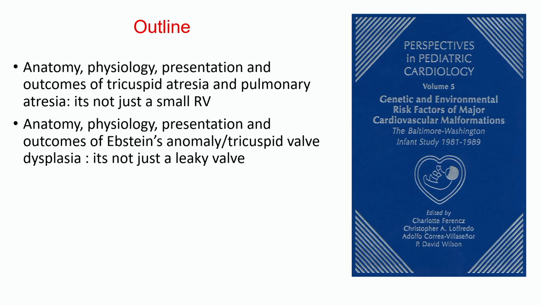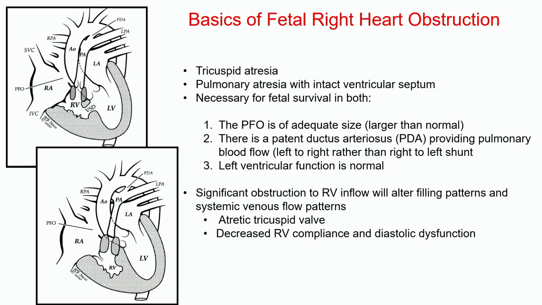a leaky tricuspid valve. So the basis of fetal right heart obstruction really is either at the tricuspid valve, in which case you have tricuspid atresia, or at the pulmonary valve, in that case you have pulmonary atresia with intact septum. Necessary for fetal survival in both of these defects is that the patent foramen ovale be of adequate size, because if there's obstruction to right outflow, everything has to go from the right side to the left side. The second thing is there has to be a patent ductus arteriosus to supply pulmonary blood flow, and the left ventricular function needs to be normal in order to support the abnormal right ventricle.